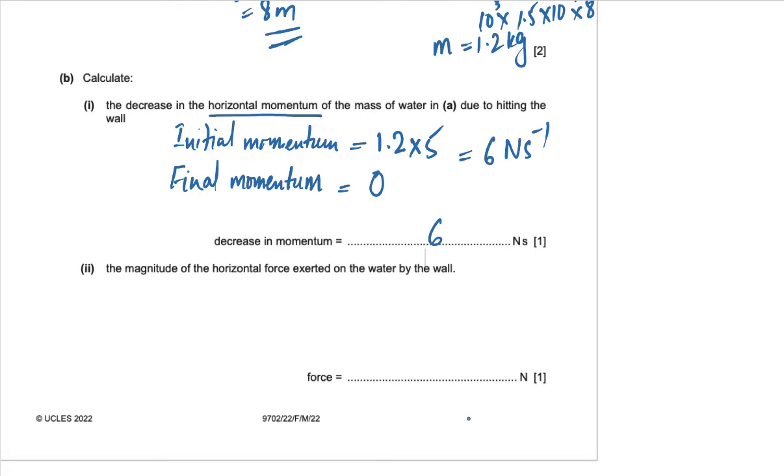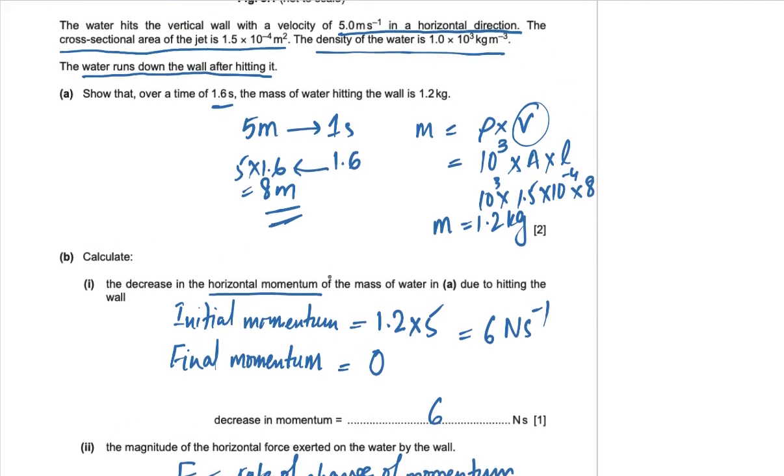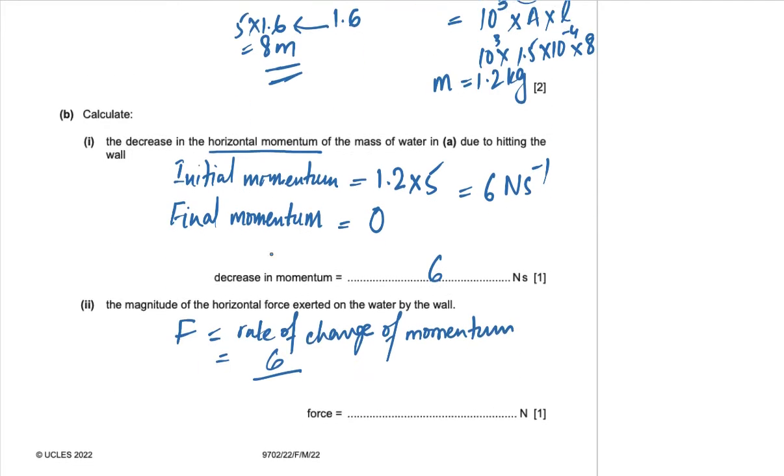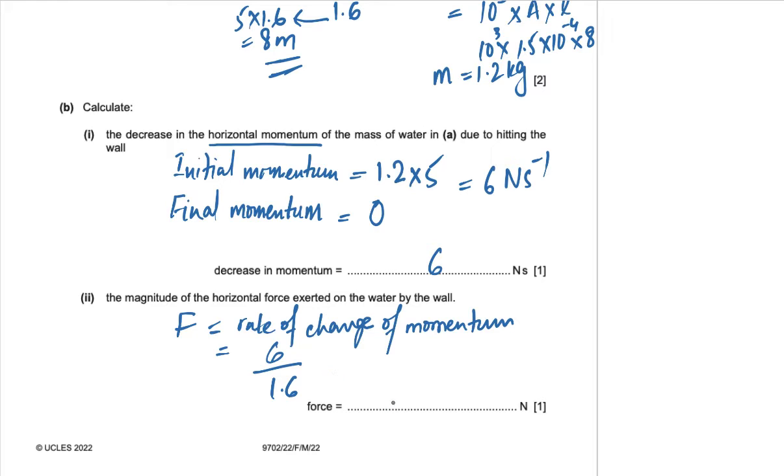Part B, calculate the magnitude of the horizontal force exerted on the water by the wall. So the formula is the resultant force that acts on the object is equal to the rate of change of momentum. Now the change in momentum in part A was 6 newton seconds, divided by the time taken for that change in momentum, and since we were discussing the time 1.6 seconds in part A, we are going to write 1.6 here, and that gives us the resultant force that acts on the water by the wall, equal to 3.8 newtons.